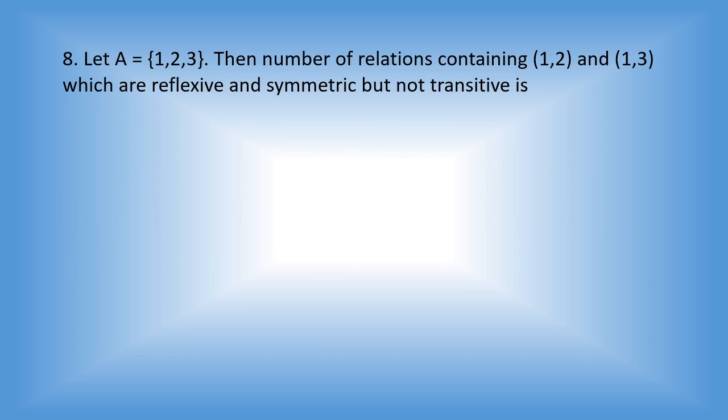The 8th question. A is a set having the elements 1, 2, 3. Then the number of relations containing 1, 2 and 1, 3 which are reflexive and symmetric but not transitive. We have to find the number of relations, not the relation. We want the number of relations. So first we have to try to write the relation which is reflexive and symmetric but not transitive.